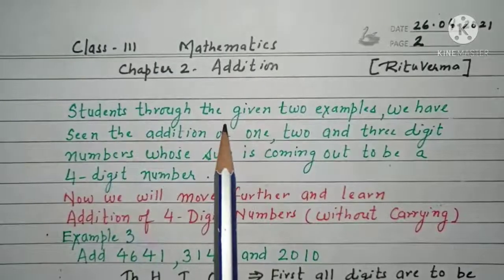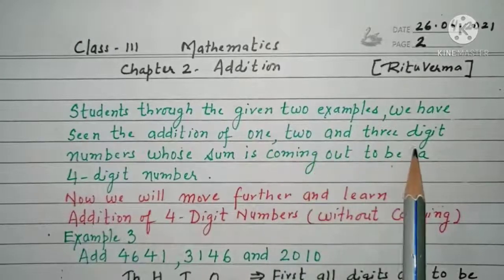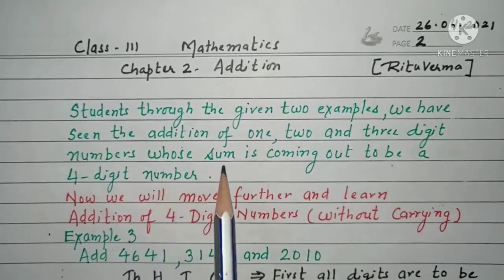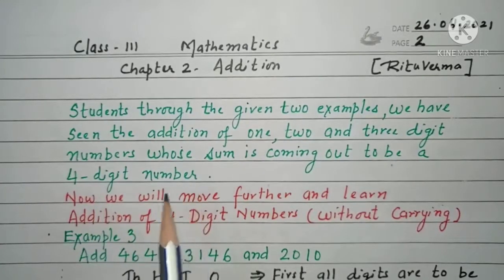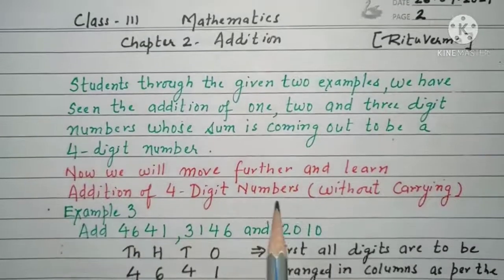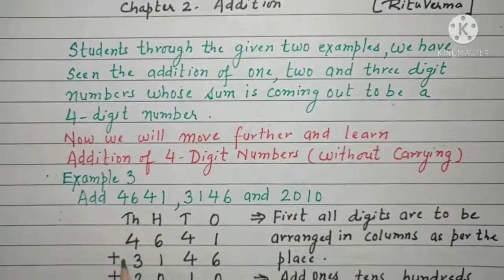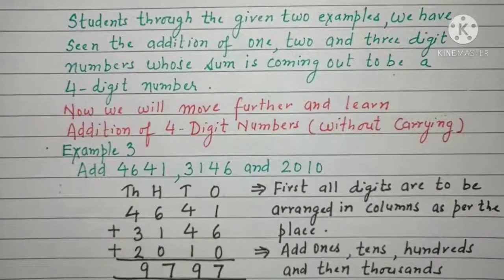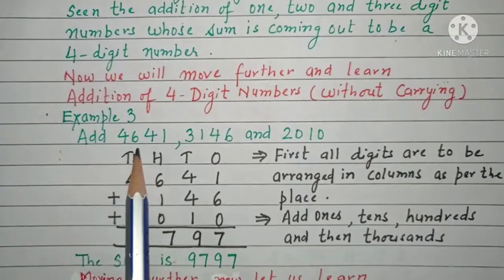Students, through these examples, we have seen the addition of 1, 2 and 3-digit numbers whose sum is coming out to be a 4-digit number. Now let us move further and learn the addition of 4-digit numbers, that is without carrying. In these questions, you will not get any carryover. So it's very simple. We have to add 4-digit numbers.